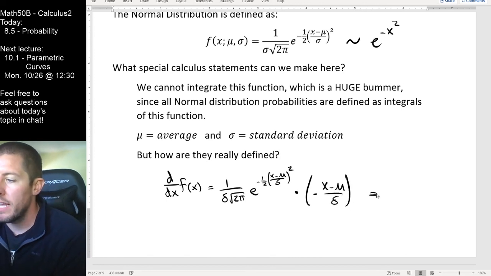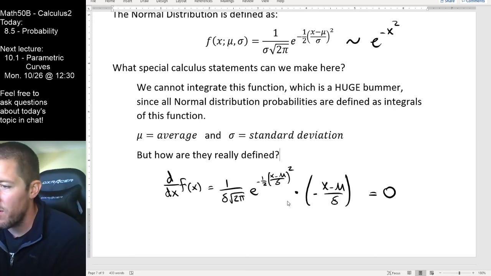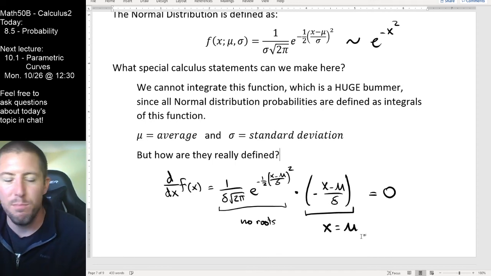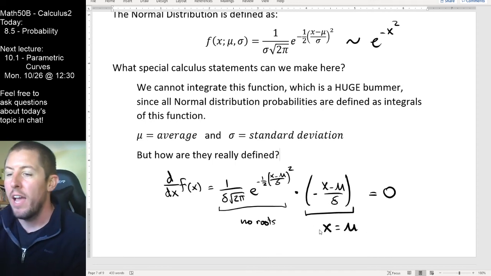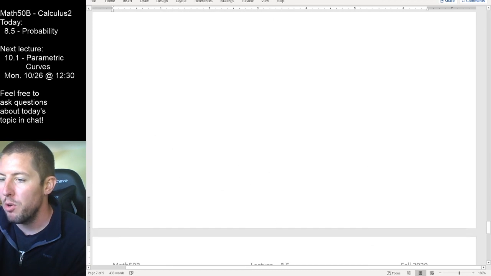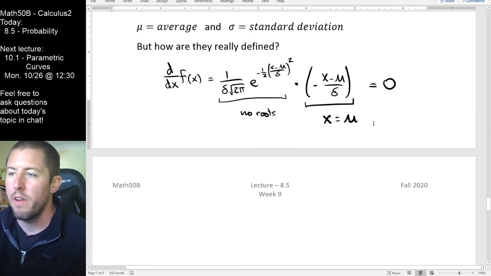Now notice if I set this equal to 0, what does this give me? Where is the derivative equal to 0? Well, this gives no roots. So no place where the derivative is equal to 0. And this phrase is going to tell me, oh, the average is where mu is located right there, right? So how is this defined in terms of calculus things? The average, mu, is exactly where our derivative is equal to 0.